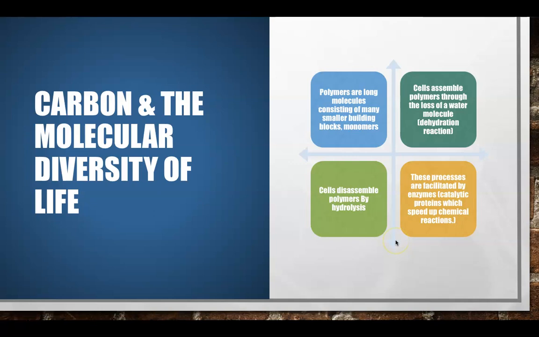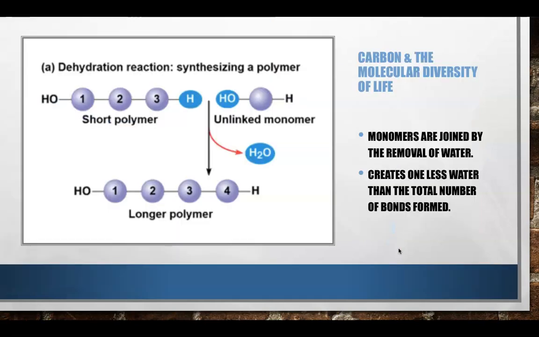So, a couple things to think about. Polymers are long molecules consisting of many smaller building blocks called monomers. Cells assemble polymers through the loss of a water molecule. This is your dehydration reaction. Cells disassemble polymers through the adding of a water molecule. This is called hydrolysis. And these processes are facilitated by enzymes. Enzymes are catalytic proteins which speed up chemical reactions.